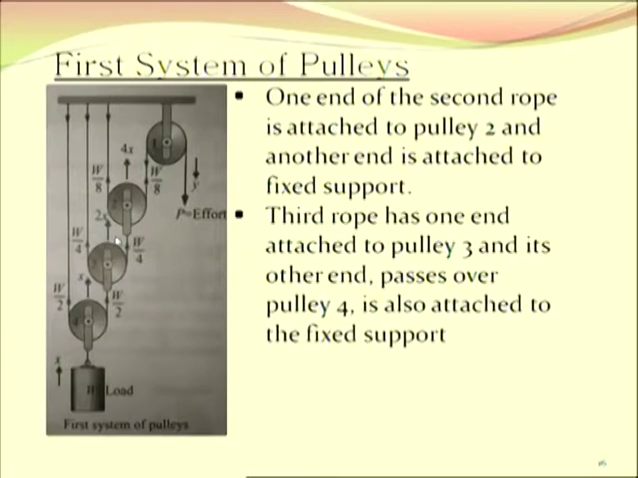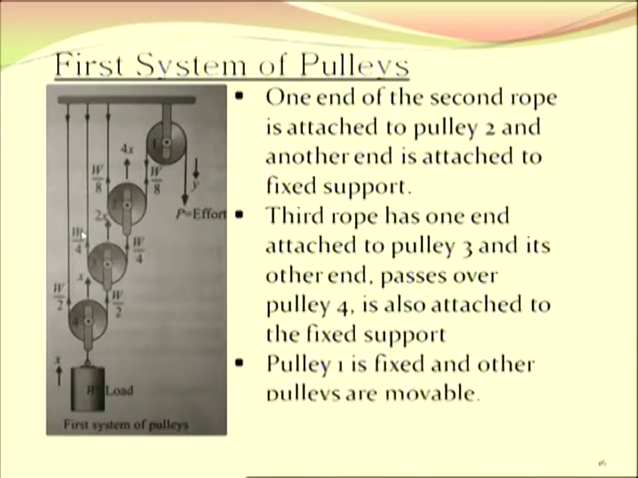Third rope has one end attached to pulley 3. So here is the third rope, attached to pulley number 3. On the other hand it passes over pulley 4, and it is also attached to fixed support. So here it is supported. Pulley 1 is fixed and other pulleys are movable. Looking at the figure, the first pulley is fixed, whereas the second, third and fourth pulleys are movable as the rope is moving upward or downward.